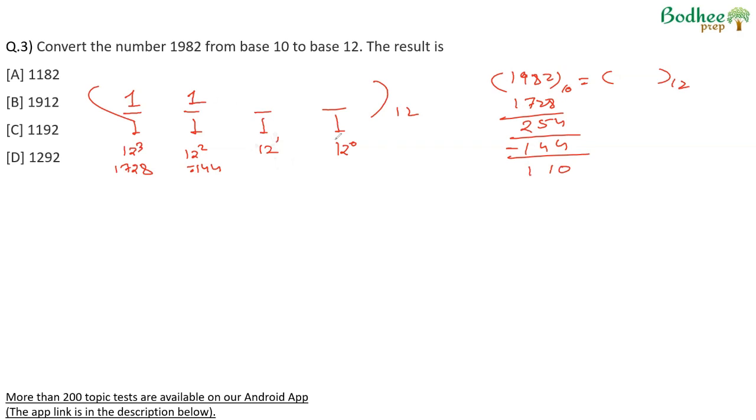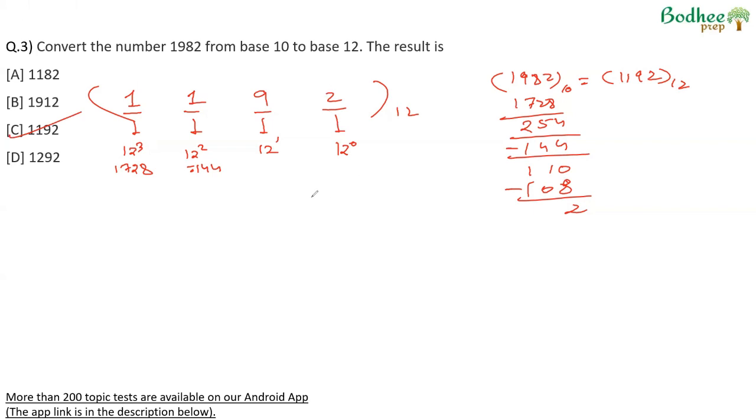If we look at 12, 12 divides 110 9 times, which is 108. We are left with 2 and therefore 2 in the end. Hence the value will simply be 1192. I take the highest power of the number and start subtracting that from the given number until we reach a phase where nothing is left. So 1982 in decimal will be equal to 1192 in the 12 base system.